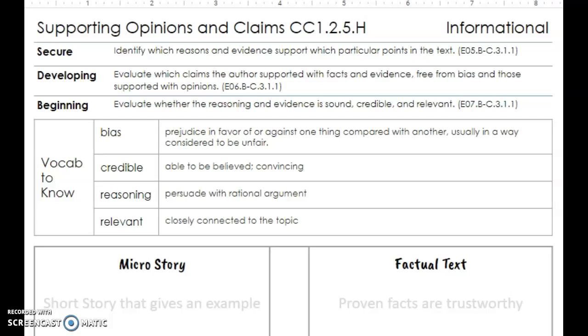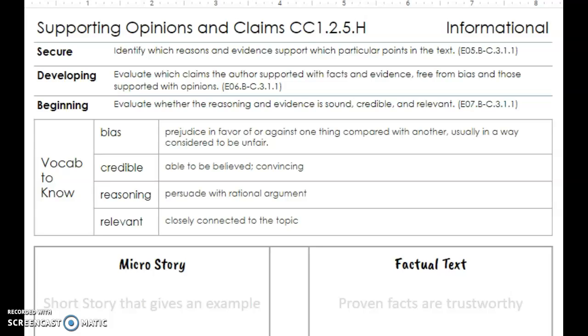So the secure skill is to identify which reasons and evidence support which particular points in the text. But then we're going to work on evaluating which claims the author supported with facts and evidence, free from bias, and those supported with opinions. So often when we are looking at someone who's presenting something that's opinion-based, we need to be able to separate out what is just their opinion and what is based on actual facts and evidence that you can really get behind. And then beginning is evaluate whether the reasoning and evidence is sound, credible, and relevant.